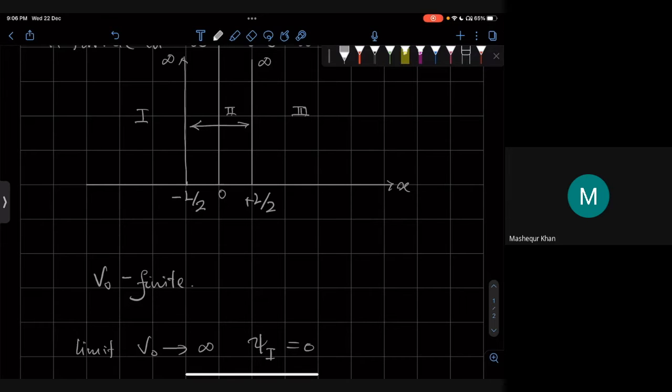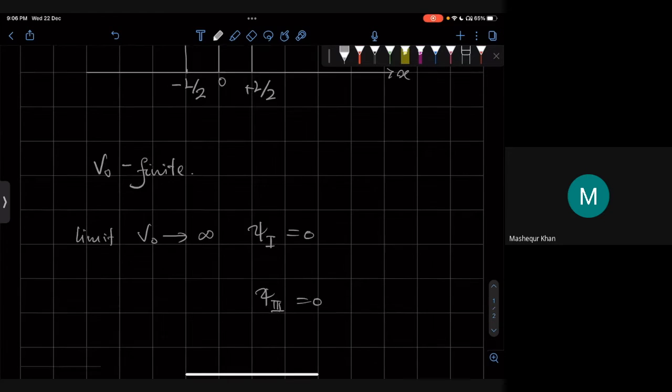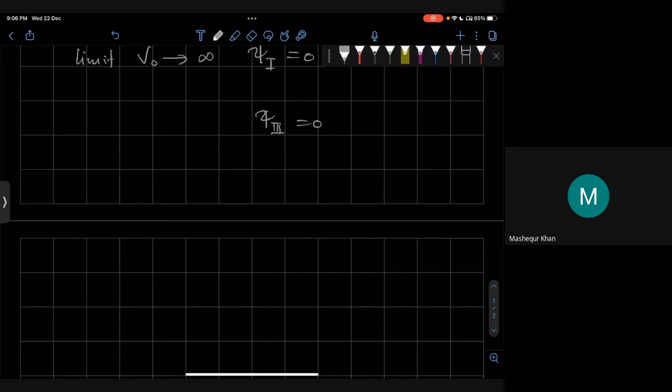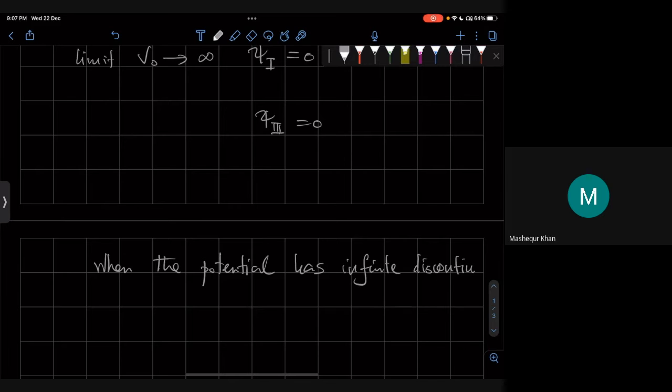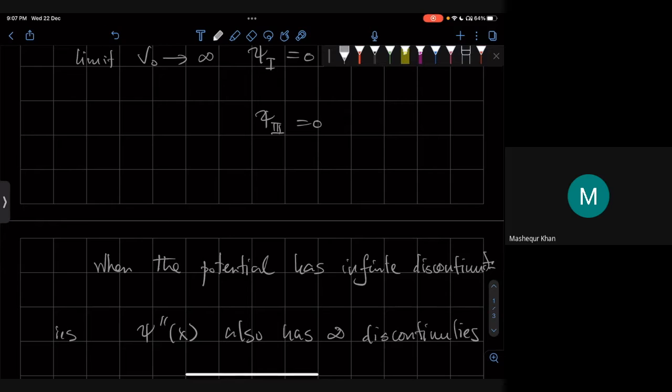Okay? And we argued that when the potential has an infinite discontinuity, it doesn't have to be only one, psi double prime of x also has infinite discontinuities, right? Because that's just the Schrodinger equation.